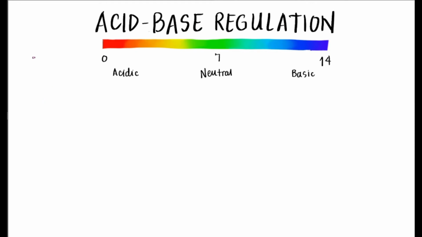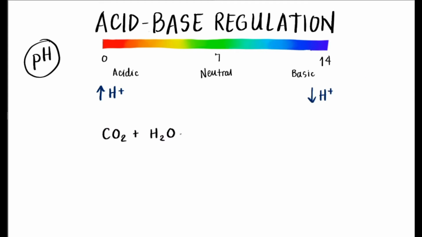pH is determined by the amount of hydrogen ions. An increase in hydrogen ions means more acidity and a lower pH. A decrease in hydrogen ions means more alkalinity and a higher pH. The source of hydrogen ions in our body is from this equation.